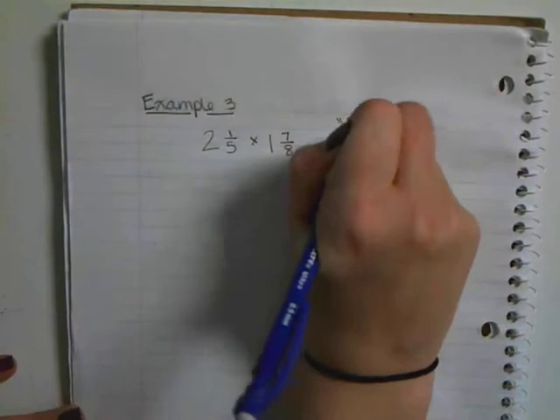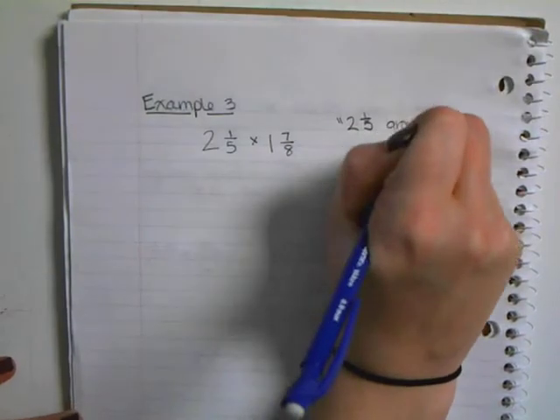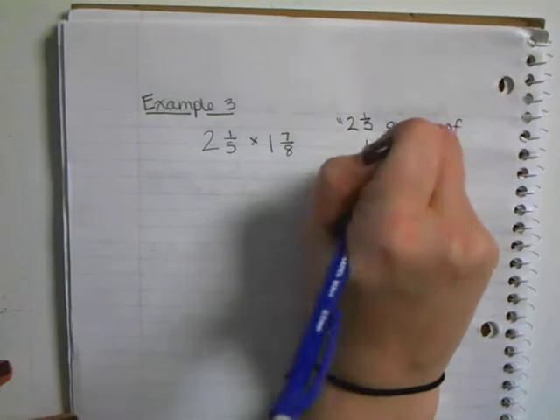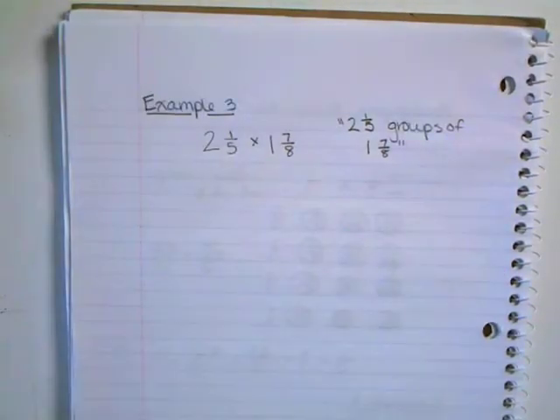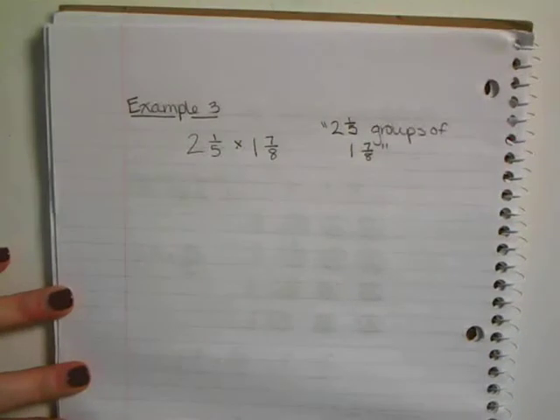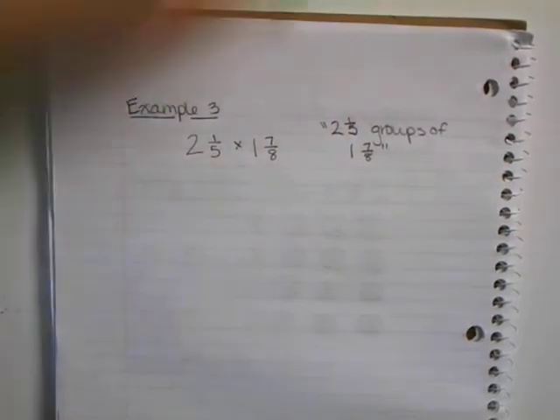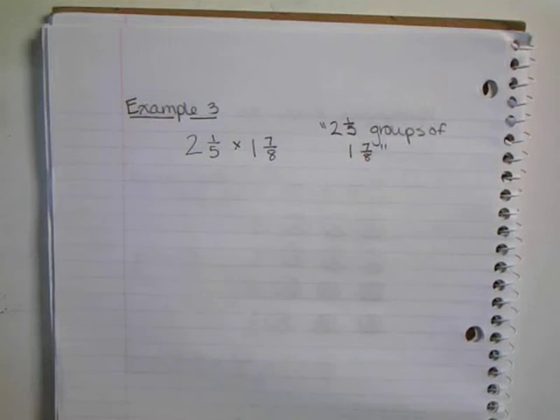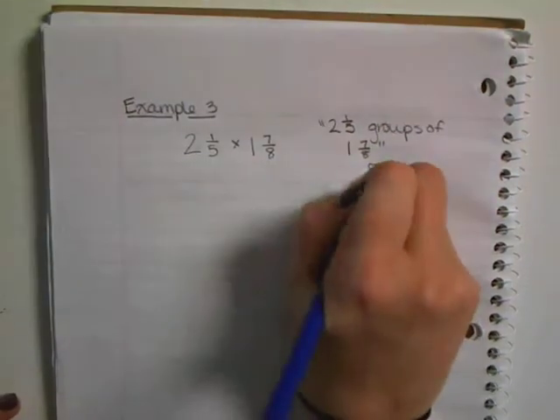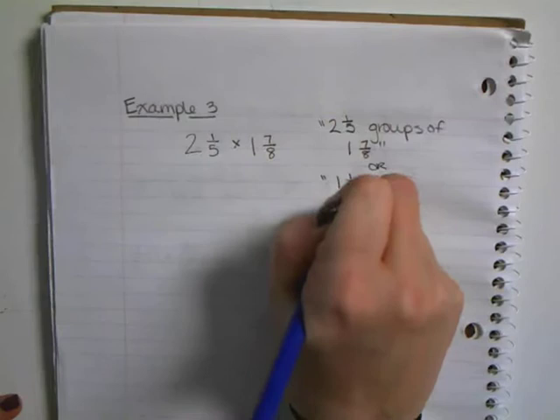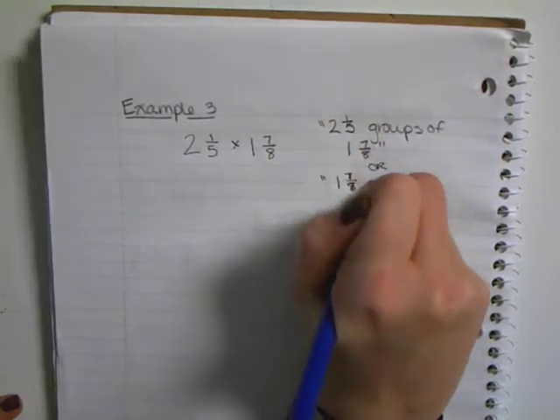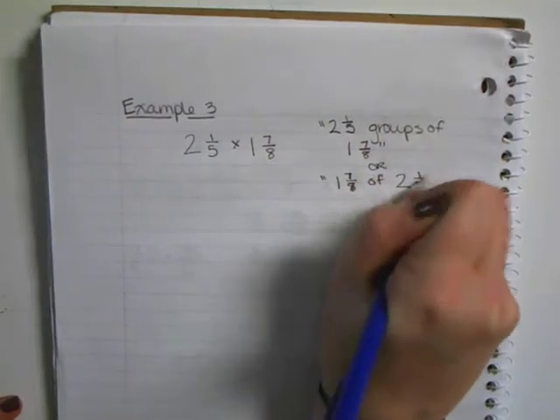It means 2 1/5 groups of 1 7/8. Good. 2 1/5 groups of 1 7/8. Or it means, what? 1 7/8 of 2 1/5. Good.